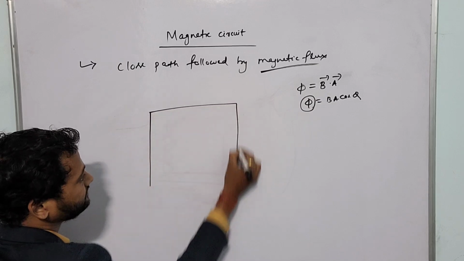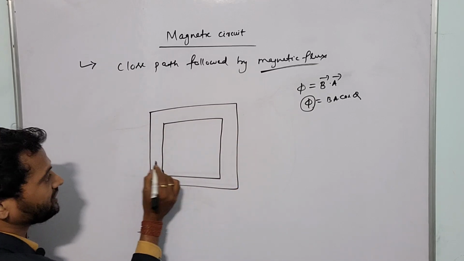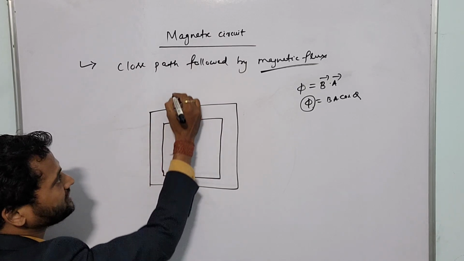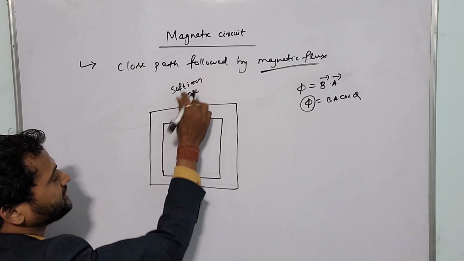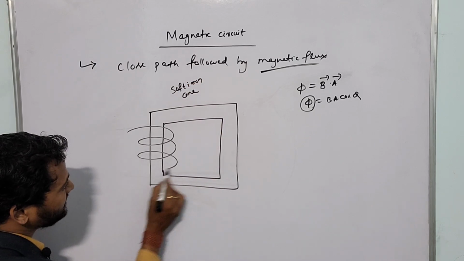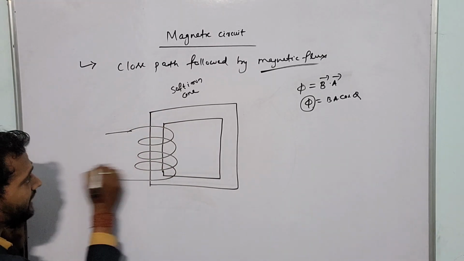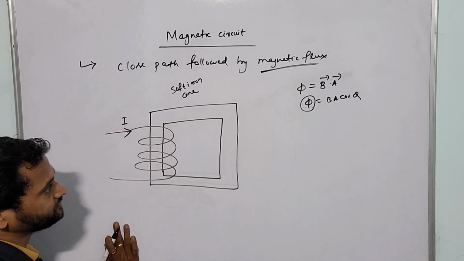We'll take a core. To analyze the magnetic circuit, we'll consider a core with high permeability. Usually we consider a soft iron core, since it has high permeability. So there is a coil which is wound on the core and we are providing some power supply. The current flowing through the coil is I.